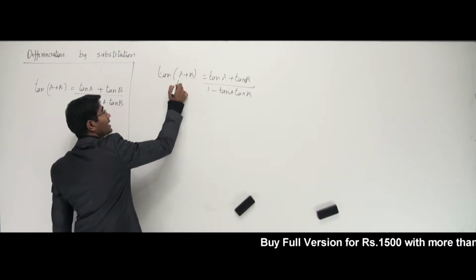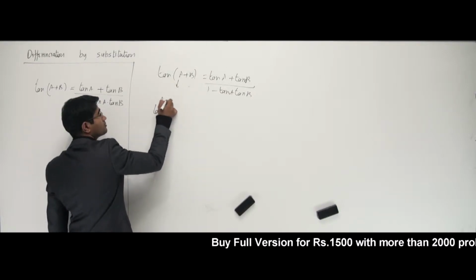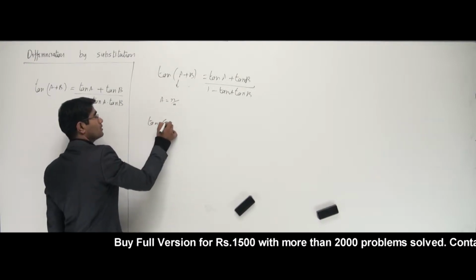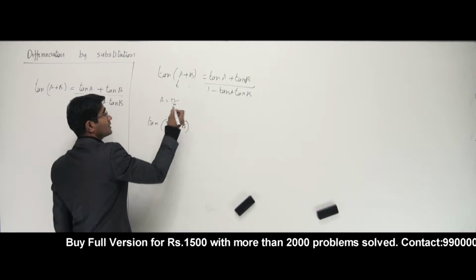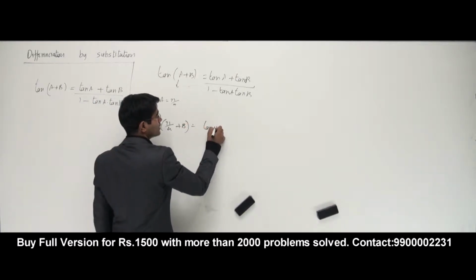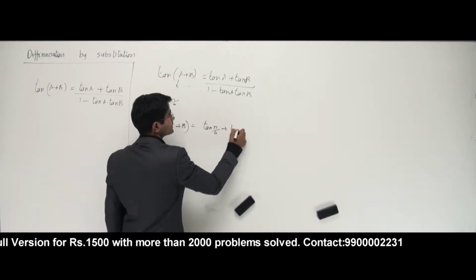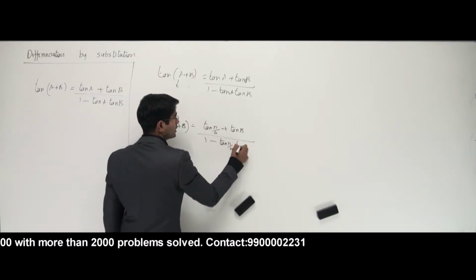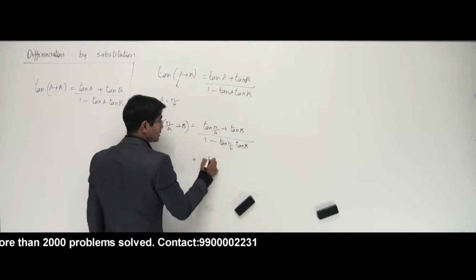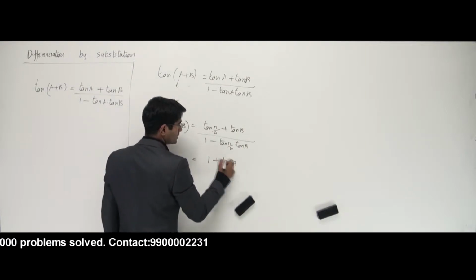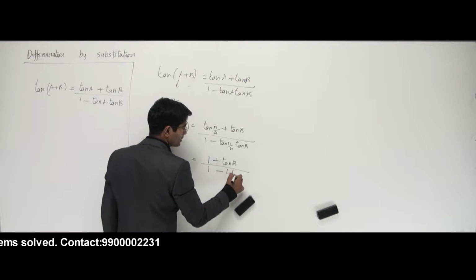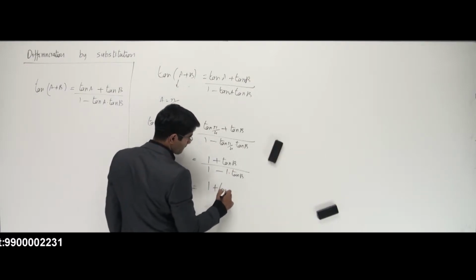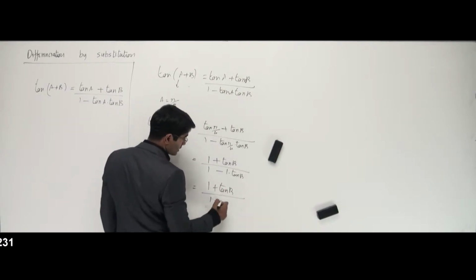Let me write a as, let's say, pi by 4. See what happens to my problem. That becomes tan of pi by 4 plus b, and on the right hand side I'll get tan pi by 4 plus tan b by 1 plus tan pi by 4 tan b. So what happens to this? It gets 1 plus tan b divided by 1 minus 1 into tan b, and now it goes like 1 plus tan b divided by 1 minus tan b.